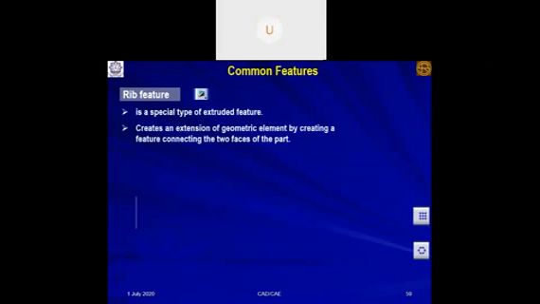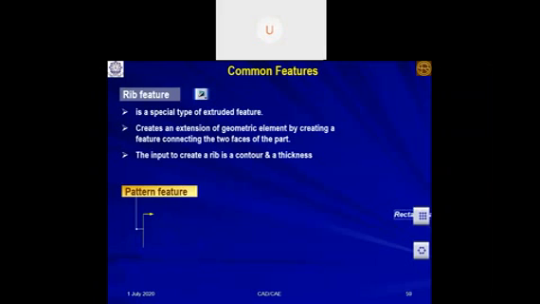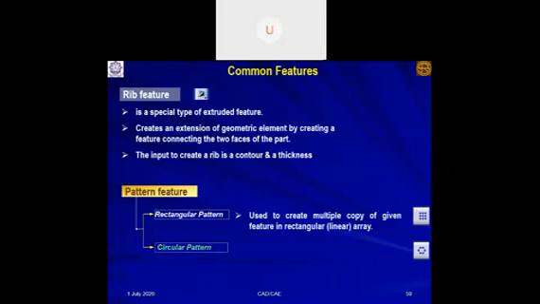And there is a rib feature. It is a special kind of extruded feature. It creates an extension of the geometry by creating a feature connecting two faces of the part. The input to create the rib is a contour and a thickness. There are different pattern features. The rectangular pattern is used to create multiple copies of a given feature in a rectangular array. The circular pattern is used to create multiple copies of a given feature in a circular array.